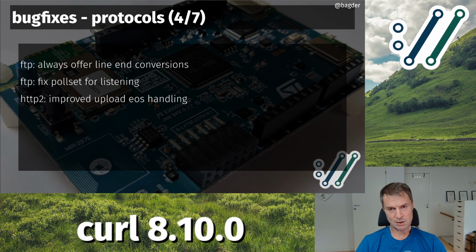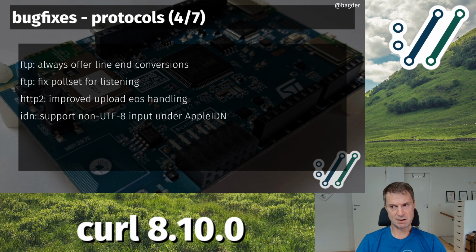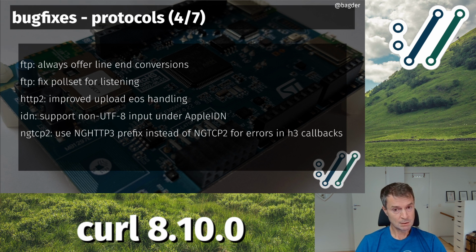We have an improved end-of-stream handling with HTTP 2, which makes transfers better in several aspects actually. We can now do non-UTF-8 input when you build curl to use the Apple IDN backend. So IDN, that being international domain names, and if you build curl on Apple operating systems, you can use their native IDN solution, and now you don't have to do UTF input.